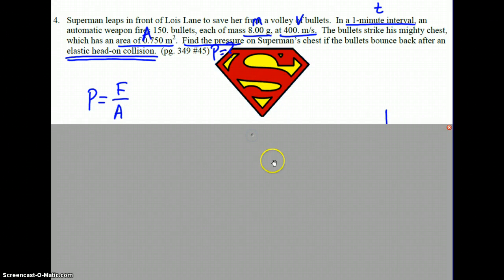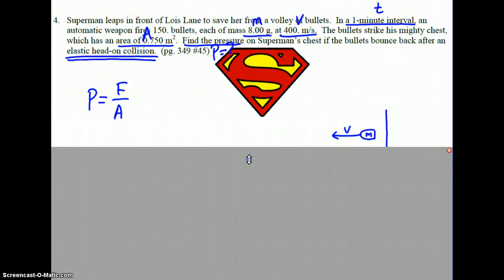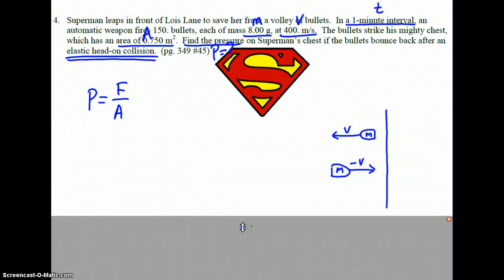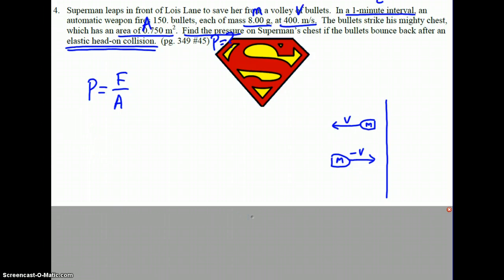There's our area. Find the pressure on Superman's chest as the bullets bounce back after an elastic head-on collision. Well, in order to find the pressure, we understand that the pressure is force per unit area. In this problem, they gave us the area, but the issue is that we don't know the force of the bullets on his chest. So if we were to find that force, we would be able to calculate the pressure. How are we going to find the force? The elastic head-on collision part gives away that we're looking at something to do with momentum.